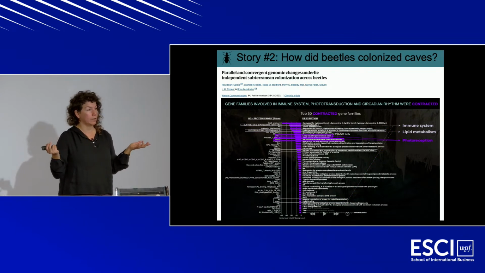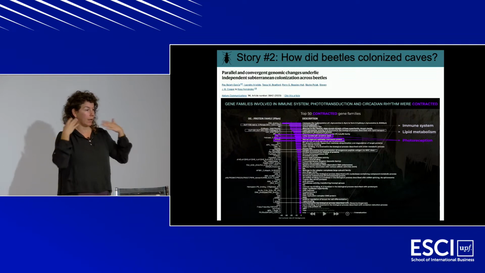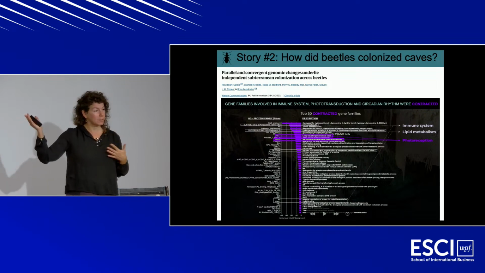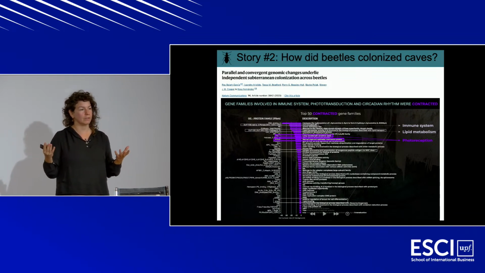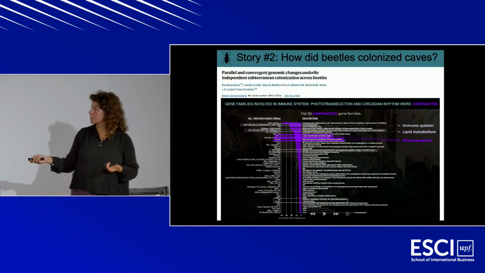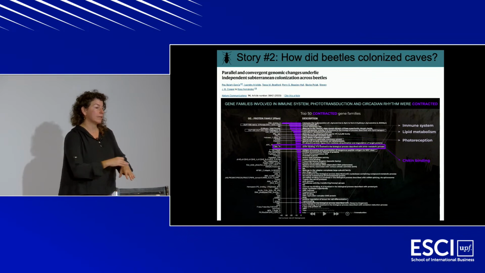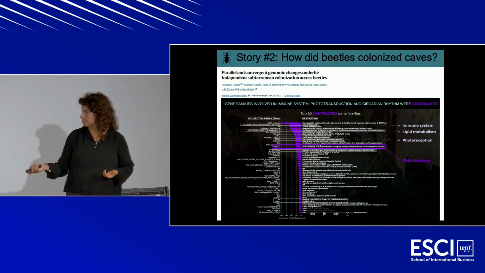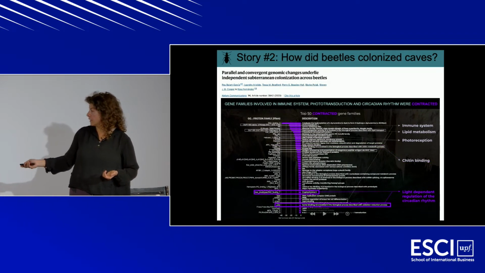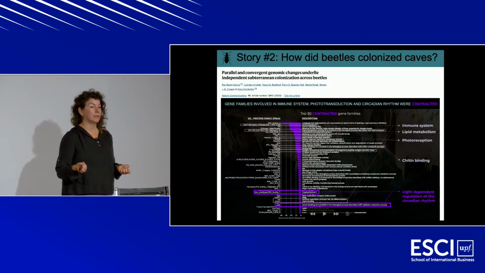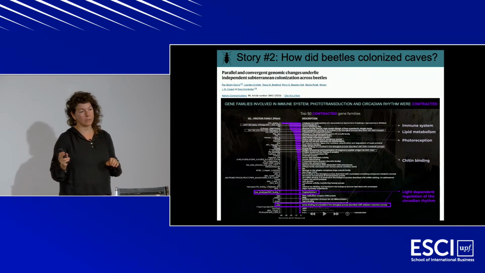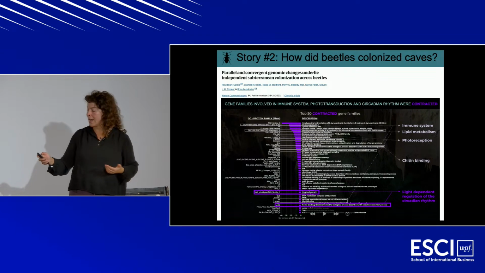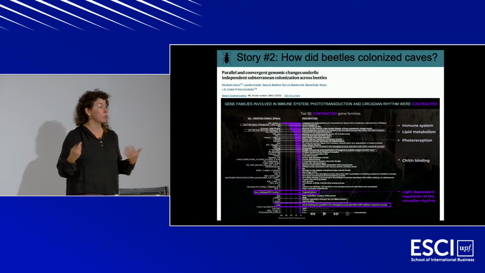Photoreception, which is kind of straightforward because you don't have light, so that was kind of good to see that indeed genes involved in response to light, such as photoreceptors, were lost. Chitin binding, so the chitin is one of the pieces that makes the cuticle, so this is telling us that the cuticle changed. And circadian rhythms dependent on light as well. There are some genes in the circadian rhythm that are independent from light, and these were present. However, the ones that depended on light were lost as well.